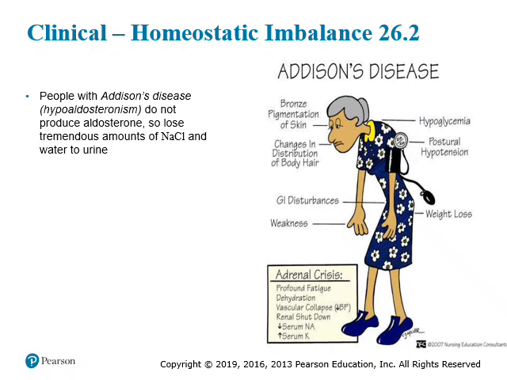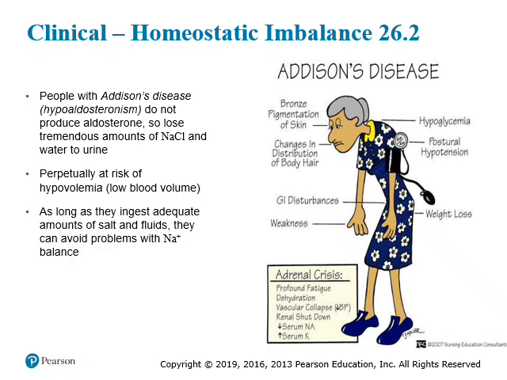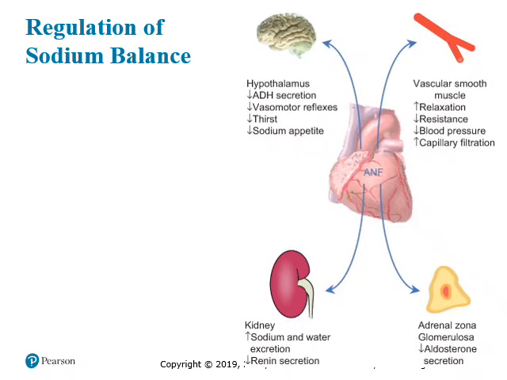People with Addison's disease, otherwise known as hypoaldosteronism, do not produce aldosterone, so they lose a tremendous amount of sodium chloride and water to the urine. They are perpetually at risk of hypovolemia or low blood volume, but as long as they ingest adequate amounts of salt and fluids every day, they can avoid problems associated with sodium balance. So that's not going to be a problem, but it is a problem.